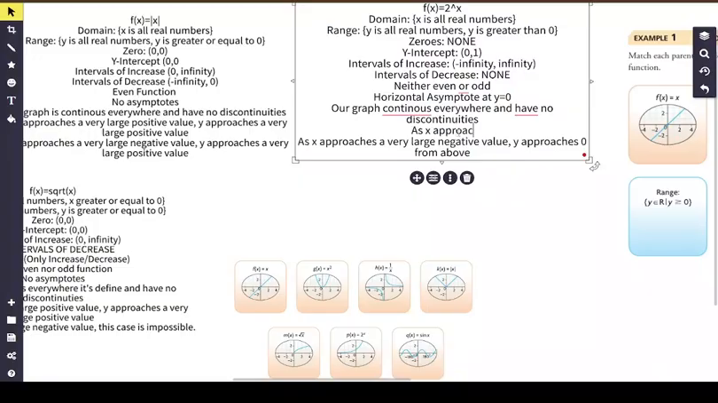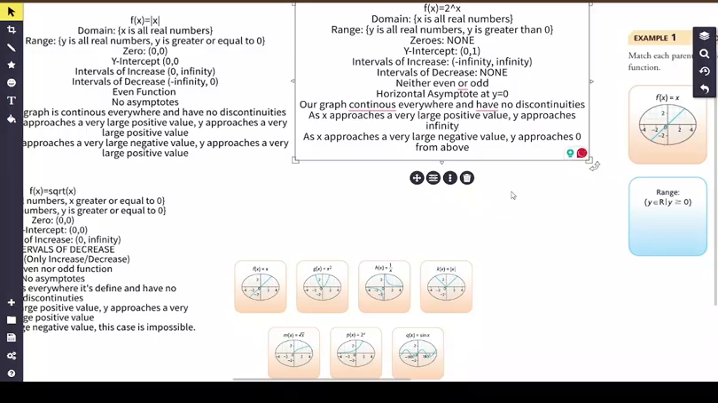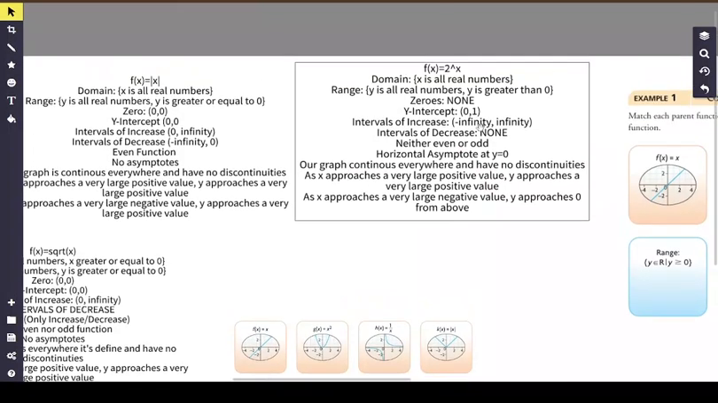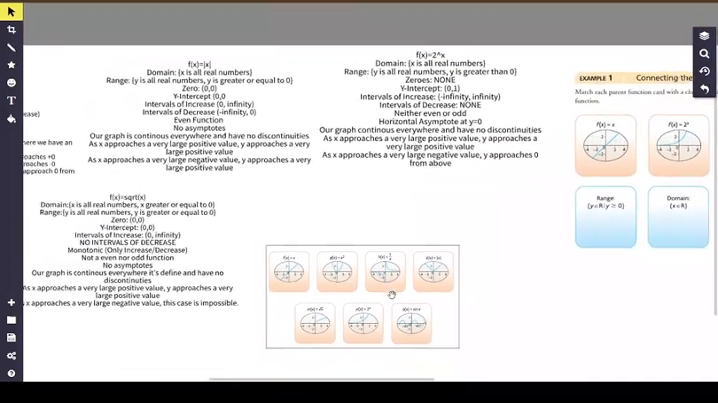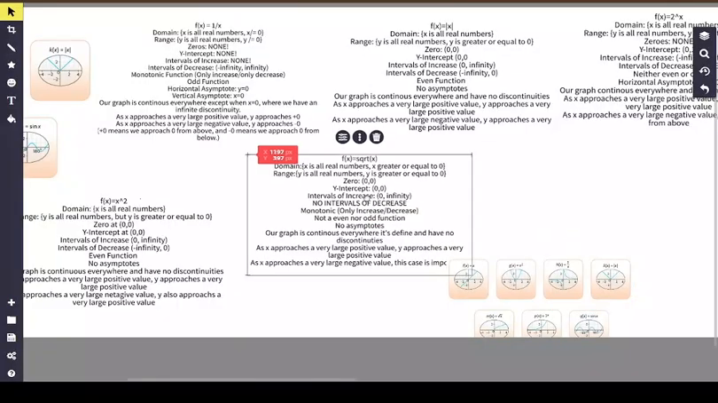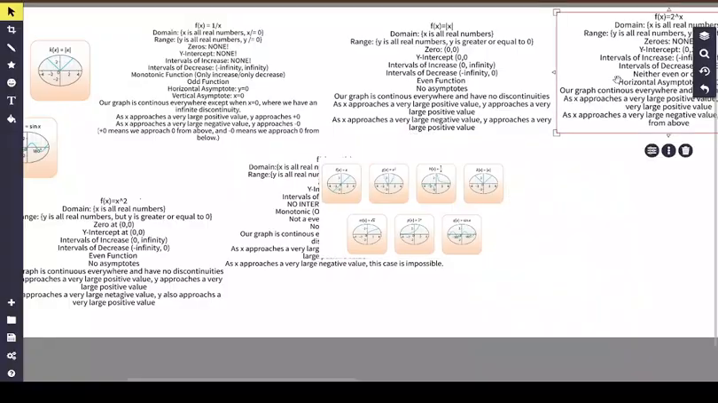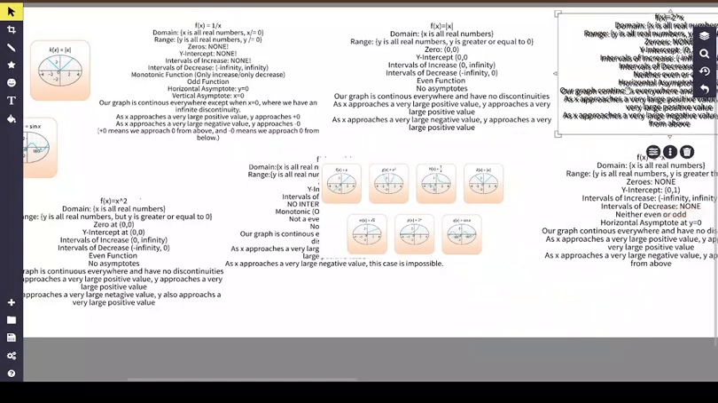As x approaches a very large positive value, y approaches infinity. Here we go. Now we are finally at our very last function, the sinusoidal function. I'll just cover that up. We're going to delete it later anyway. So let's look at this.